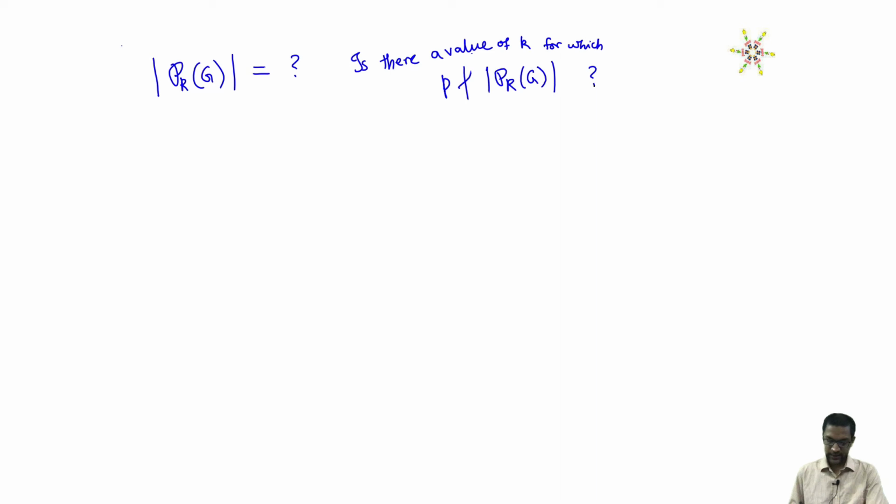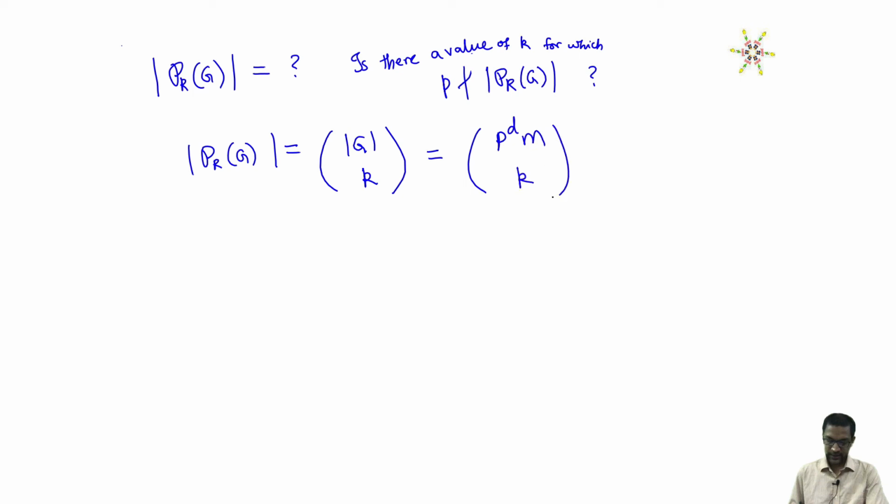Okay, and to answer this we need that second observation that we talked about. So let's ask ourselves, what's the cardinality of P_k(G)? Well, that's exactly the cardinality of G choose k, the number of ways of choosing k elements out of mod G elements. And remember, what's the thing on top going to look like? It's p to the d times m, that's what we assumed is the cardinality of G, choose k.